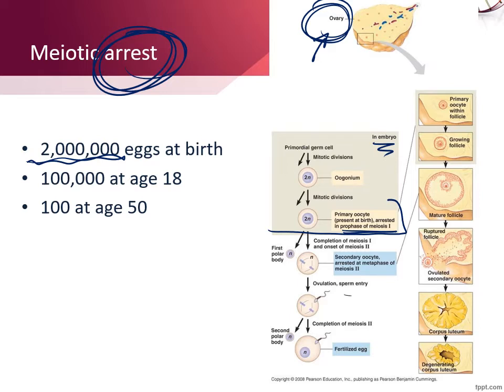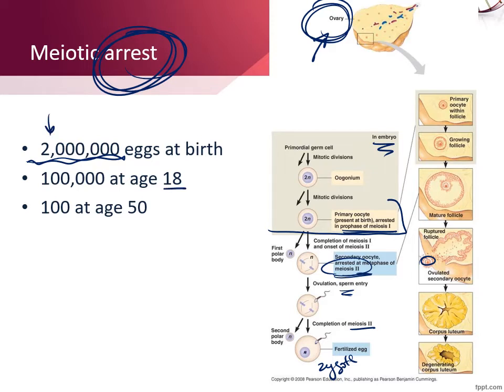And then this is crazy sauce: an egg pops out of the ovary and heads into the fallopian tube. It's going to pause again, meiotic arrest again, now in meiosis two. If there's fertilization, if the sperm enters the egg, then finally meiosis two will be completed. The sperm will fertilize the egg, and then we'll have that zygote, that fertilized egg. Crazy cool, right? So we start with about 2 million eggs at birth.